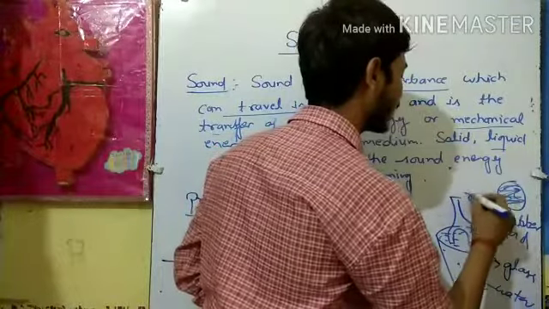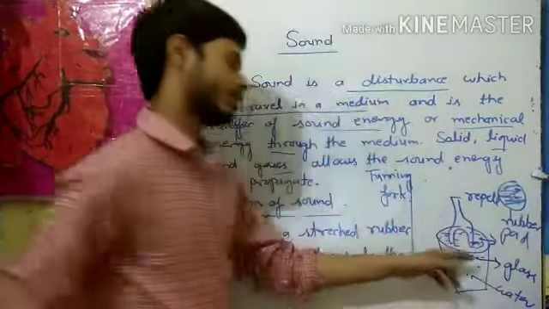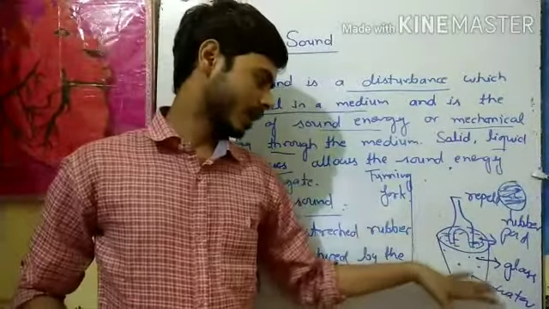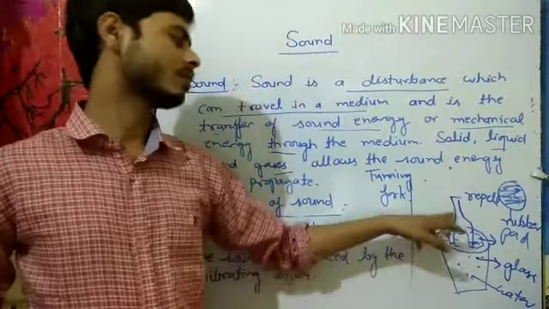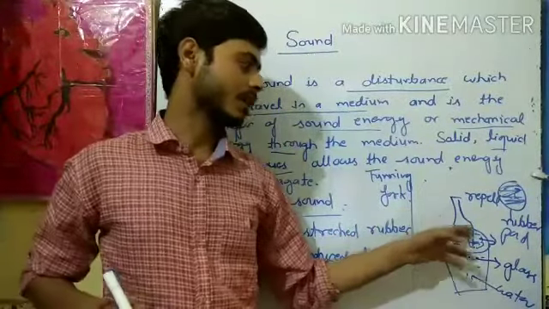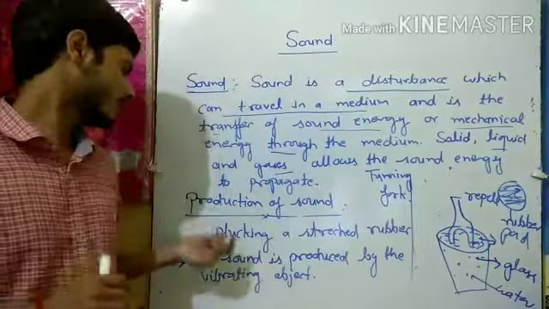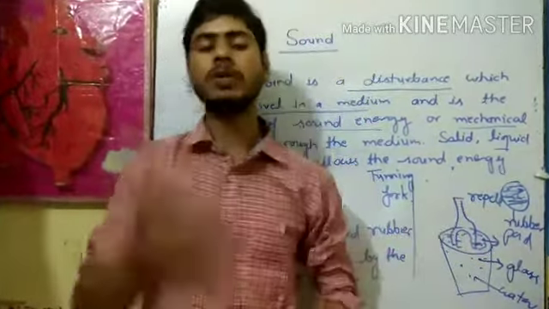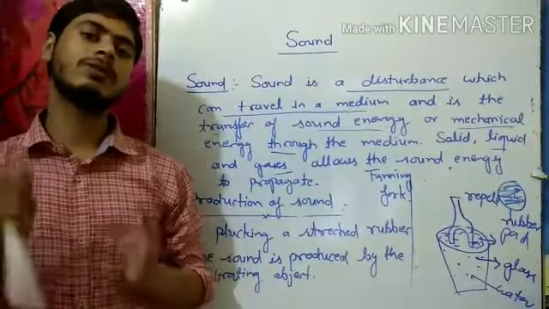What is seen? A ripple is seen on the surface of the water. So we can say the ripple is produced by the vibration of the tuning fork. We can easily see the ripple which is produced by the vibration. So how is sound produced? That means how the sound is produced. We can say that the sound is produced by the vibrating object.